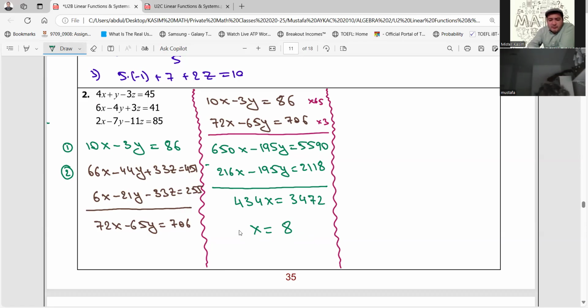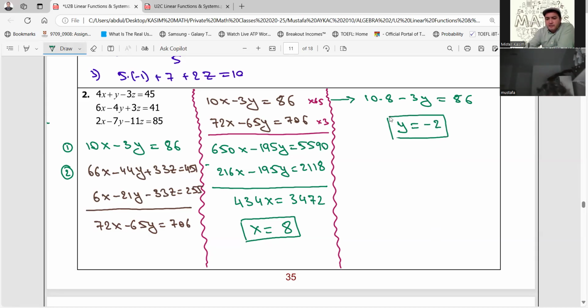Okay, Mustafa, now can you find the value of y? Plug it into, for example, this equation and solve it. 10 times 8 minus 3y is equal to 86. So what is y? Negative 2. Yeah, negative 2.